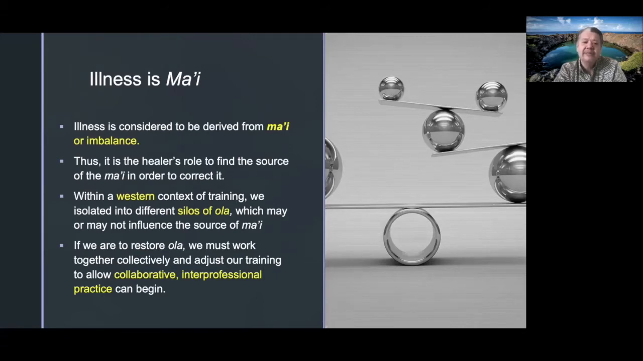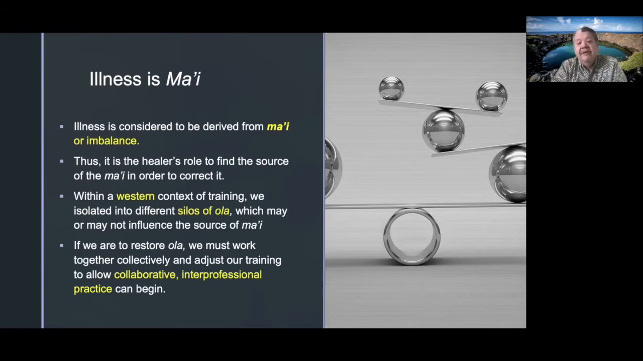We already know this within our context of Western medicine, within the context of Western living. I think most of us in the field of healing and social work or medicine understand that health is more than the physical. And yet we silo health as physical oftentimes and ignore the psychological, the spiritual. So if we are to resolve ola, if we are to resolve our health, then we need to work together and adjust our training to be more collaborative and interprofessional.